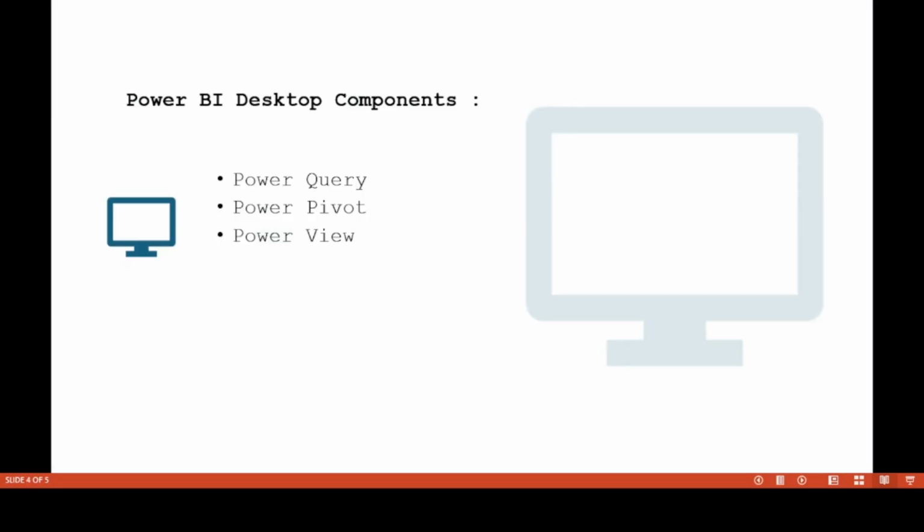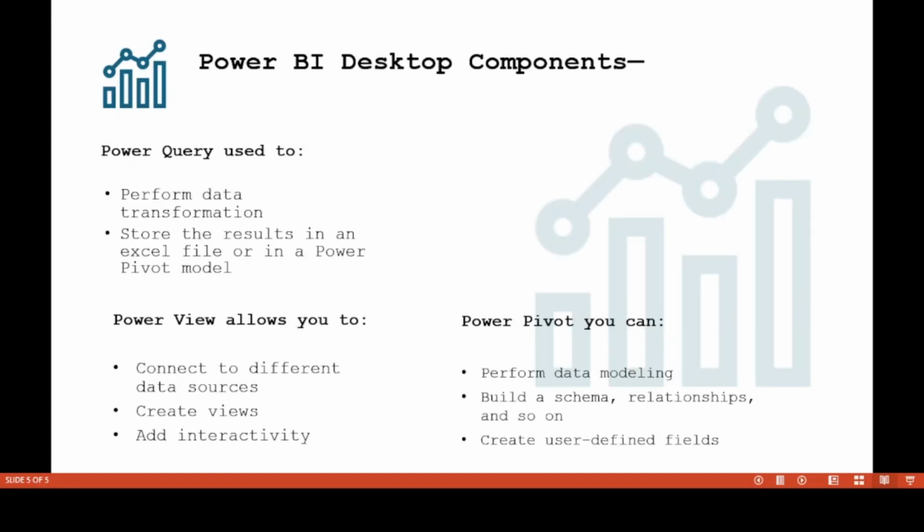What are the Power BI Desktop components? Power Query, Power Pivot, and Power View. Power Query is used to perform data transformation and store the results in an Excel file or in a Power Pivot model. Power View allows you to connect to different data sources, create views, and add interactivity.